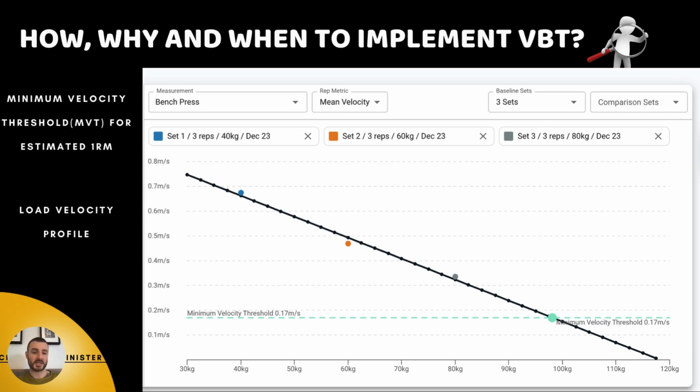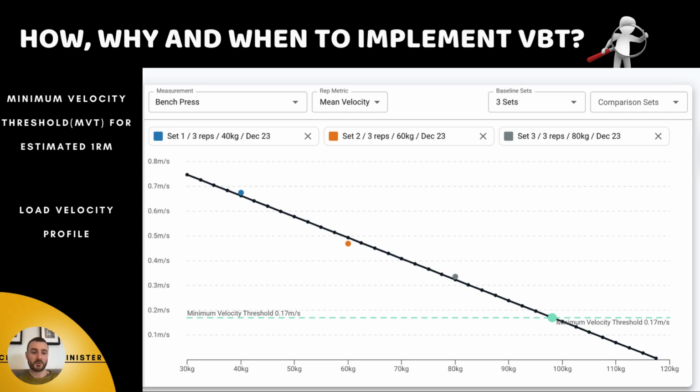You can complete more sets if you wish. It doesn't have to just be 3, but anywhere between 3 and 5 is usually decent. And we're looking to slow to the point where the athlete produces around 0.3 or even lower, but around 0.3 meters per second is good for that set. This will give you a fairly accurate 1RM.